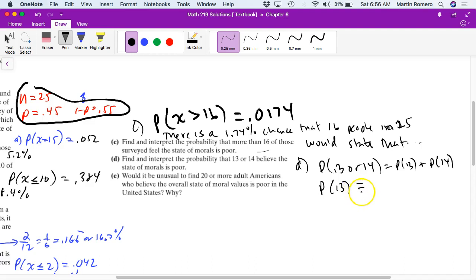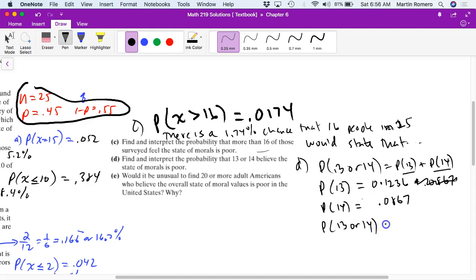And so in this case, the probability of 13 is approximately equal to, using StatCrunch again, you would get an answer of 0.1236 plus this one here. So we had those two plus the probability of 14, 0.0867. And if you add those, so that was 13, sorry. And then the probability of 14 is equal to 0.0867. So then the probability of 13 or 14 is equal to, when you add those two together, you're going to end up with 0.2103. And again, I got those from the binomial calculator.